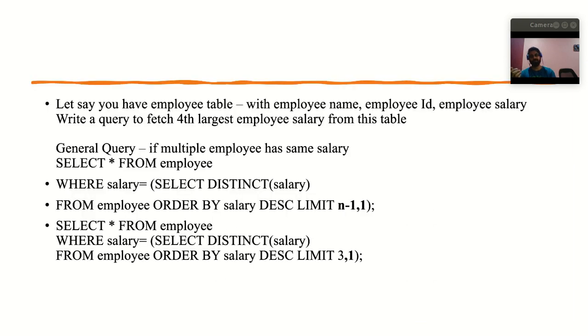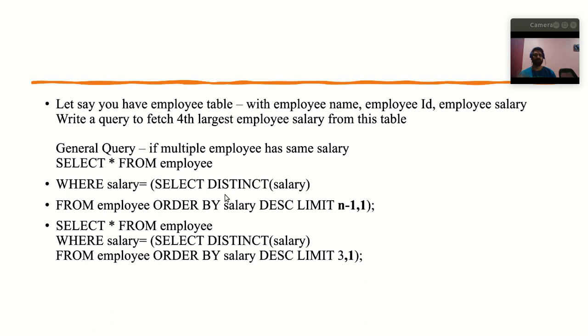The next question he got was through MySQL. Let's say you have an employee table with employee name, employee ID, and employee salary. Write a query to fetch the fourth largest employee salary from this table. The general query would be like this, considering multiple employees may have the same salary, so here we also have to use distinct. First: select star from employee table where salary equals a subquery: select distinct salary from employee order by salary in decreasing order, and then limit n minus 1 comma 1.